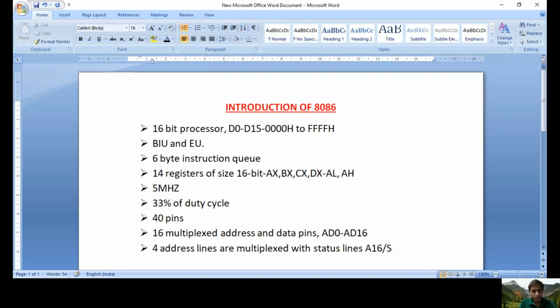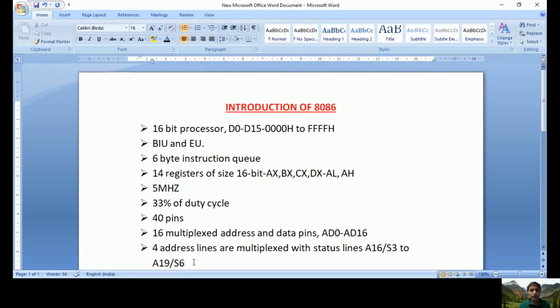A16/S3 to A19/S6, where A indicates address and S indicates status. So A16 to A19 means a total of 4 address lines. They are multiplexed with 4 status lines. So the status lines may have separate functioning. Okay, we'll discuss the functioning of each status line.